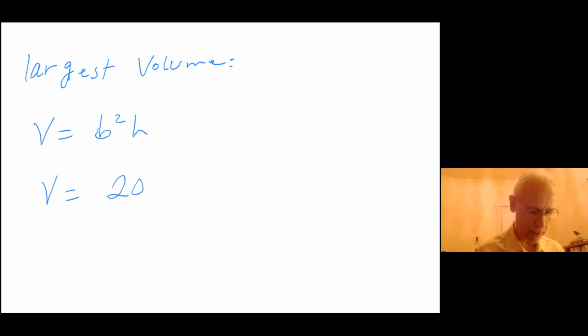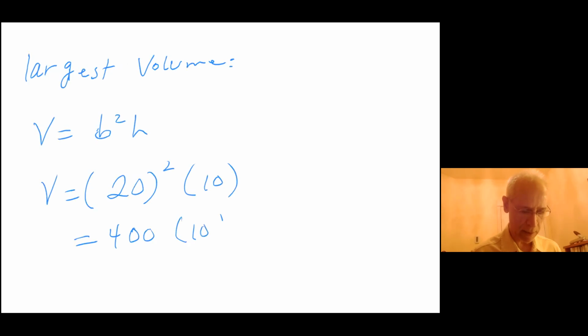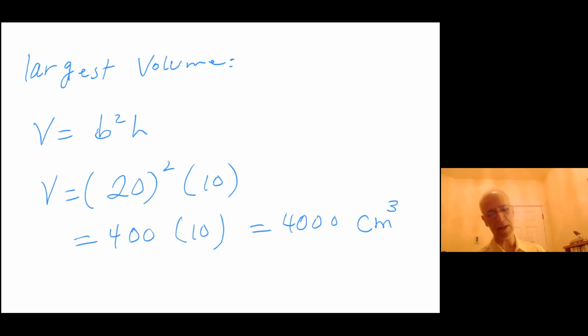So the largest volume, my handwriting is getting bad. The largest volume is going to be, we know that volume equals B squared times H, so V equals 20 squared times 10, and that's 400 times 10, so 4,000. And remember that the unit was centimeter, and since this is volume, cubic centimeter. So 4,000 cubic centimeters is the largest volume we can expect to have with 1,200 square centimeters of the material available to us.